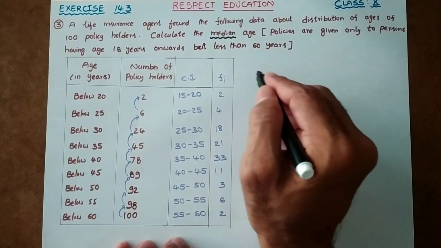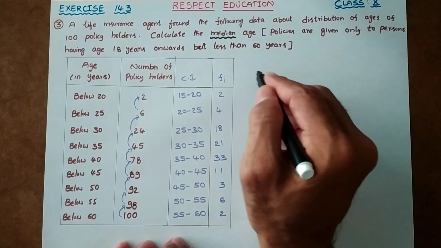Then n by 2 equals 100 by 2, that is 50. Now we need to select in the cumulative frequency which is more than 50, just more than 50. So here observe in the cumulative frequency list, 78 is just more than 50. So let us consider this as the median class. This is called the median class, right?